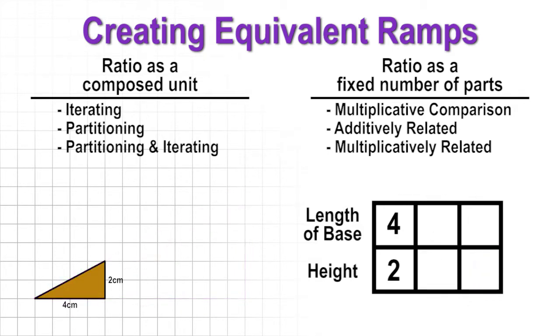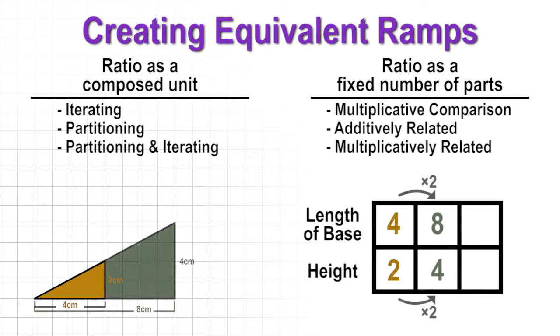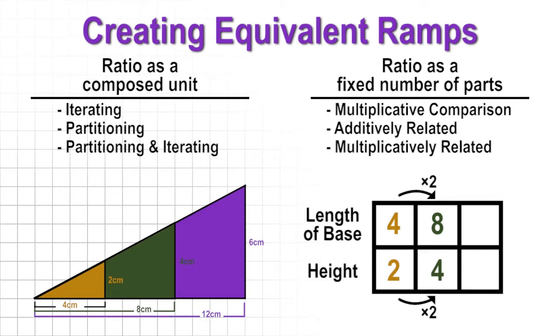Multiplicatively, equivalent ramps or ratios can be created by scaling or multiplying. A ramp could be made to be 3 times as large by multiplying the height and length of the original ramp by 3. We could multiply the length by 3, or 3 times 4 equals 12, and the height by 3, or 3 times 2 equals 6.